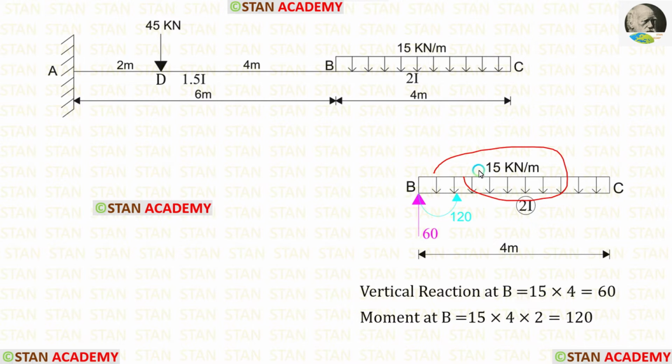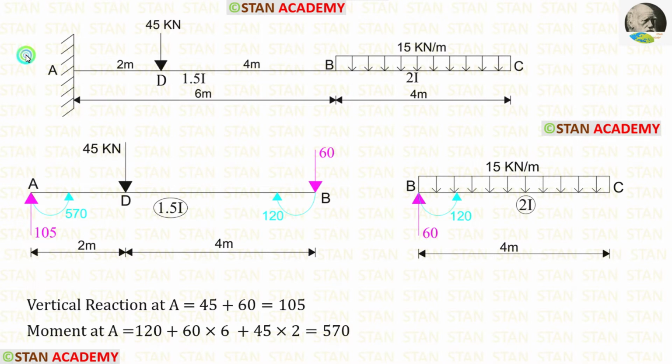Here there is UDL. To find the total load, we have to multiply the UDL with the distance. When we do that, we are getting 60. Since the UDL is acting downwards, the reaction should be acting upwards. Now let us find the moment in the point B. For that we have to multiply the UDL with the distance and distance by 2. When we do that, we are getting 120. Since the UDL is acting in the clockwise direction, the moment developed should be acting in the anti-clockwise direction.